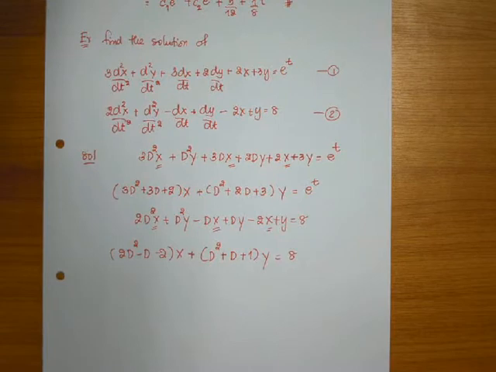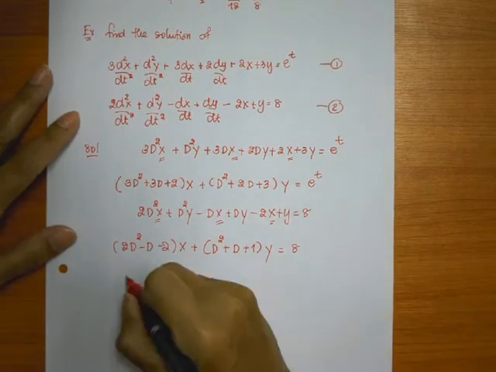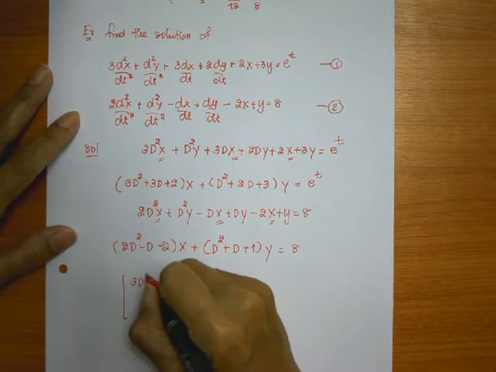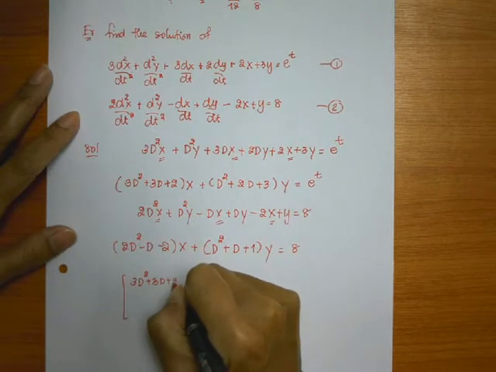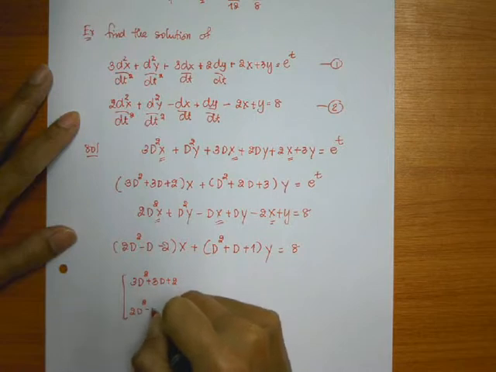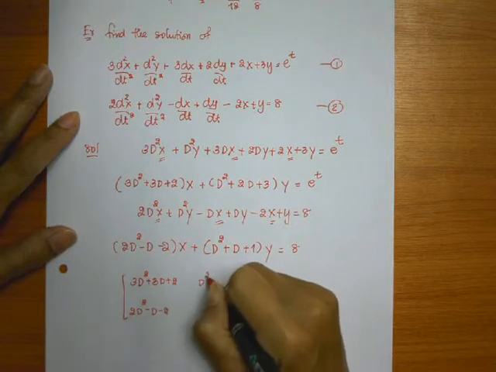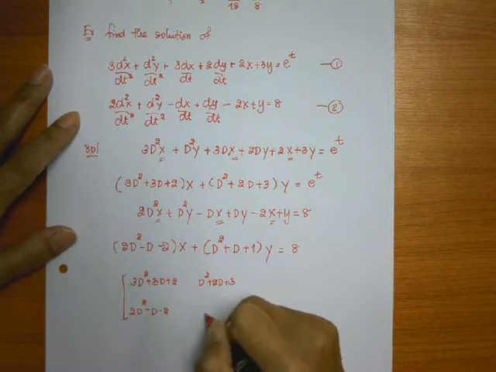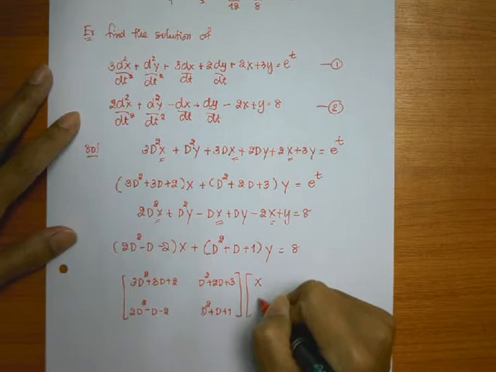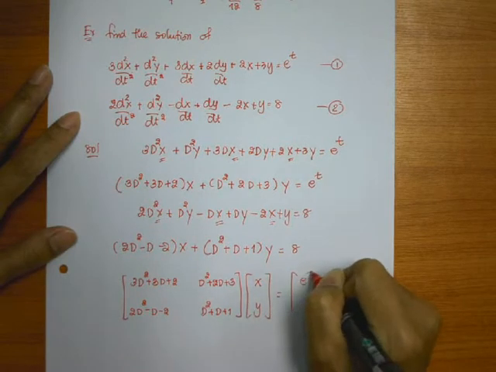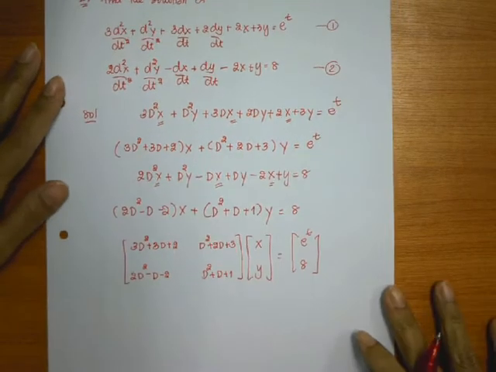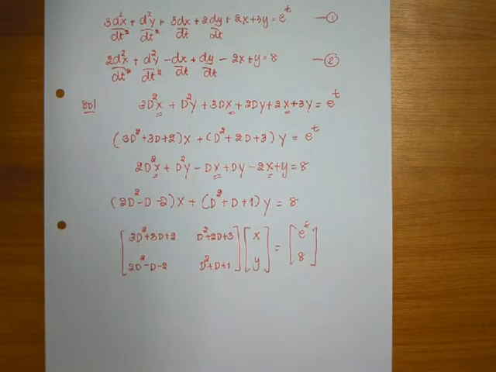The next step that we are going to do is to write down in the term of matrix, in the form of matrix. So you would get like this. And then again, find x by using Cramer's rule.